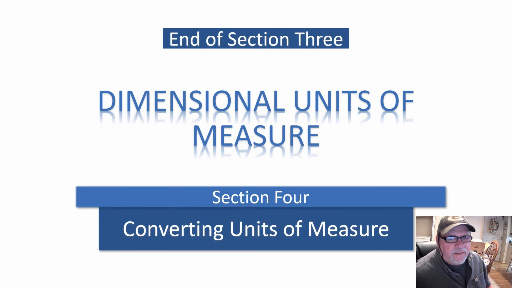All right, so this is the end of section 3, dimensional units of measure. We talked about how we use linear units to measure straight. If you measure an area, it's going to be measured in square units: square inches, square feet, square yards. Volume, you're going to measure in what? Cubes: cubic inches, cubic feet, cubic yards. All right, so keep that in mind. In our next section, we're going to start converting units of measure. Boy, we're going to be doing a lot of math. It's going to be so much fun.